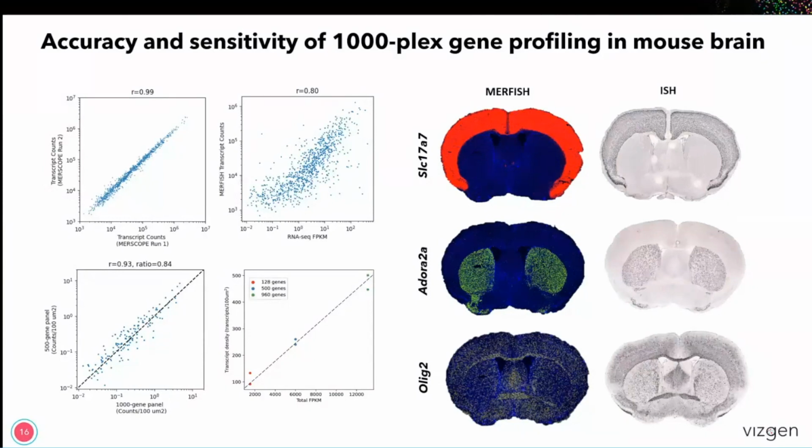So in addition to assessing the accuracy and the sensitivity of the data, we also compared the spatial gene expression pattern from Merscope with those obtained from conventional in situ hybridization. Here are some examples. As you can see, the spatial patterns of the same gene between Merscope data and in situ hybridization are highly consistent with each other, further confirming the accuracy of the data.